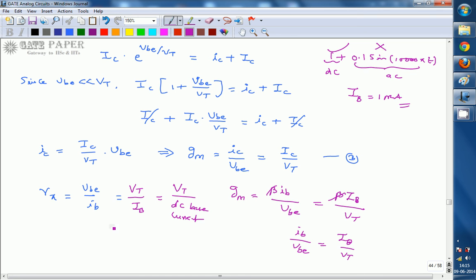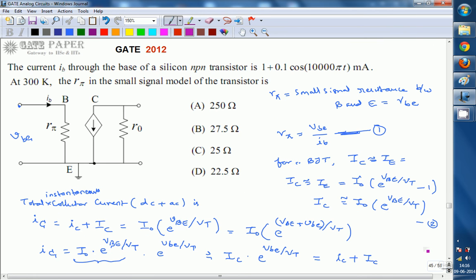So R pi is equal to VT, the thermal voltage, which is 25 millivolts, a constant value at room temperature, divided by 1 milliampere, the DC biasing current. So you get 25 ohms. The right answer for the given question is 25 ohms, so the right answer is C. R pi is also called RBE, which is 25 ohms here. Thank you.